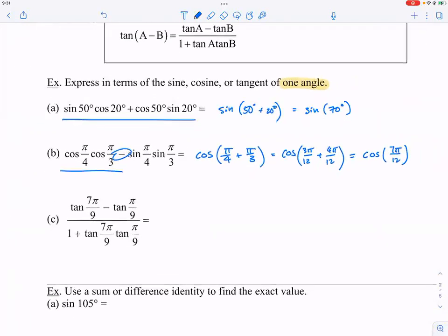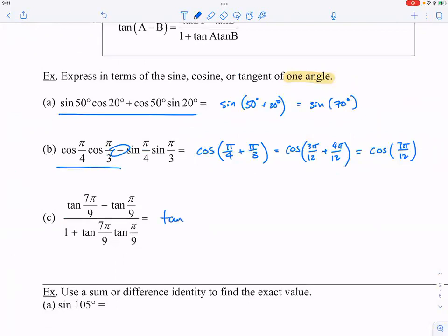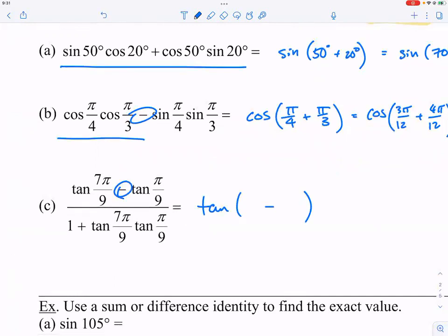All right, tangent. Tangent's very obvious. And as I said, it's very normal. So you look at the numerator, that tells you what the sign is. Is it addition or subtraction? And this one is showing you a subtraction. So you know this is a tangent A minus B.